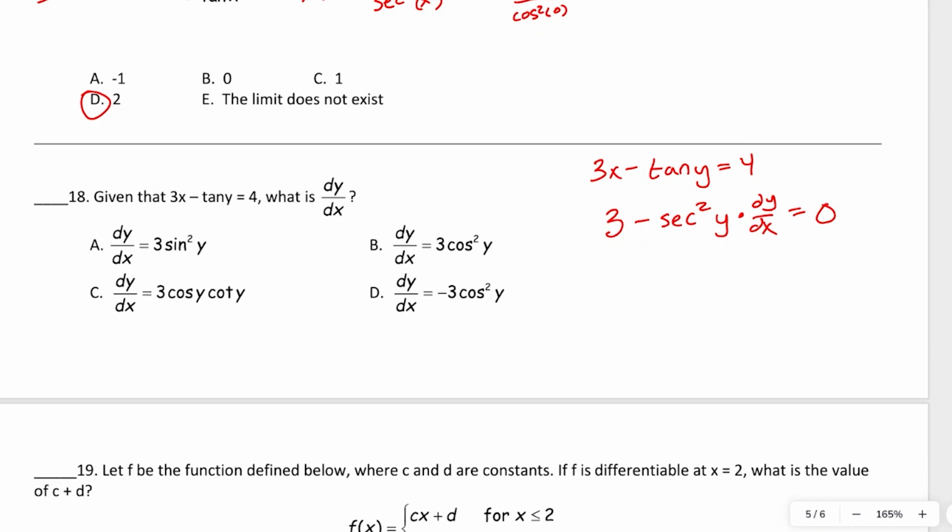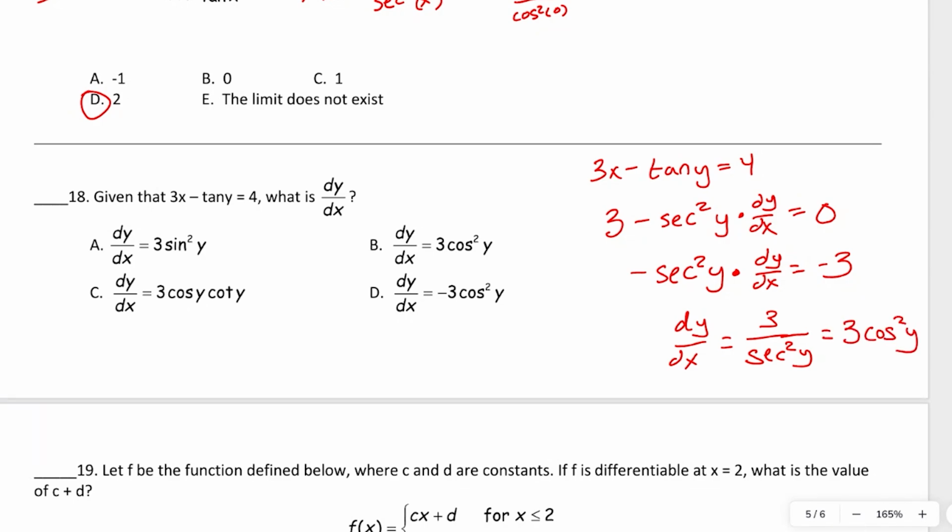So solving for dy dx, I'm going to subtract 3 from both sides. And then I want to divide by negative secant squared y on both sides. So dy dx is going to equal negative 3 over negative secant squared. Negative divided by a negative is just going to be positive. So positive 3 over secant squared y. Now notice none of the answers look like that. In fact, secant's not in any of the answers, but secant squared is the reciprocal of cosine squared. So this is going to be equal to 3 times cosine squared y.